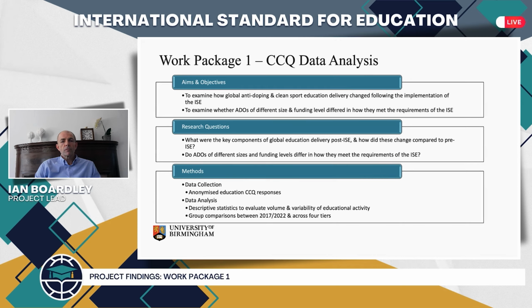So there we've got direct comparisons of data from the 2017 CCQ responses to those in 2022, and a little bit later for Tier 4 organisations, we've made those direct comparisons. But when we've got just responses that are relevant to post-ISE, we're focused on what that education delivery looks like post-ISE, but also how that differs between Tier 1 to Tier 4. That's very much to look at those research questions around ADOs of different size and funding levels, to see whether we're seeing any systematic differences. What we'll see is that for some of the responses we're seeing evidence of systematic differences, but not for all of them, which is interesting in itself, I think.